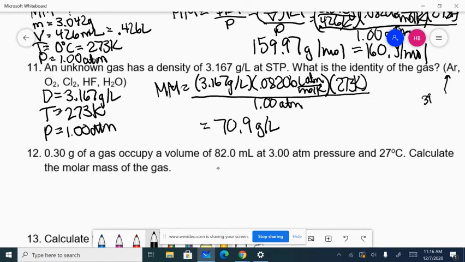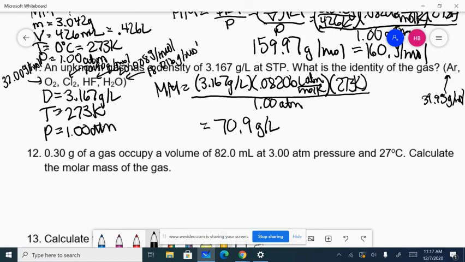So this one is 39.95 grams per mole, so it can't be argon. Oxygen is 32 grams per mole because it's 2 O's. Chlorine is 70.90 grams per mole. HF is 20.008. And water is 18.016 grams per mole. Once I got to chlorine at 70.90, I know the identity of my gas is chlorine.